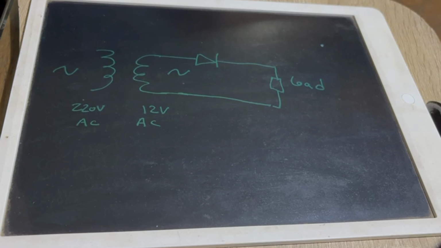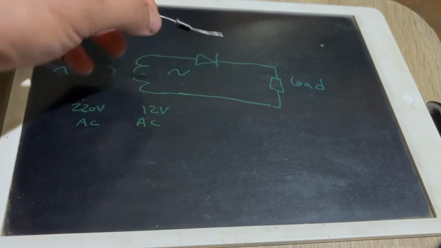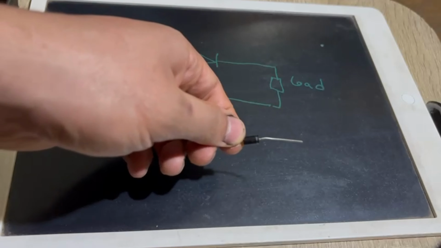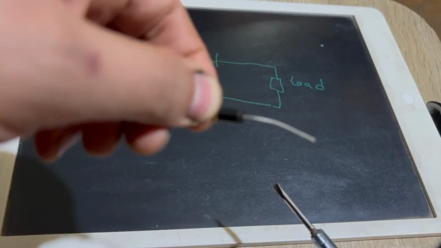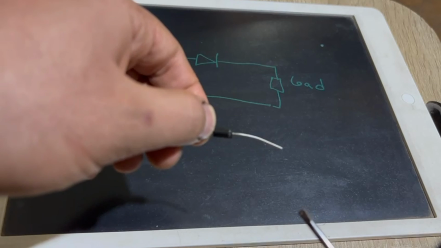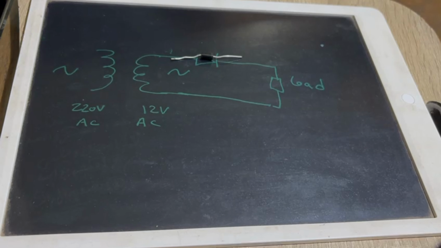To know the direction of the diode, you will find a line on it. This line must be at the output of the diode. Connect it as you see in the video.